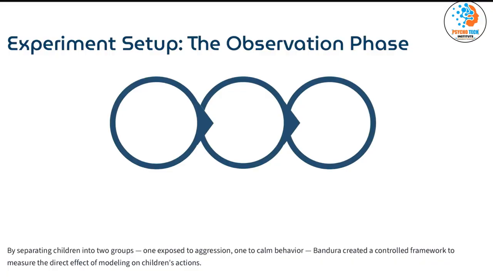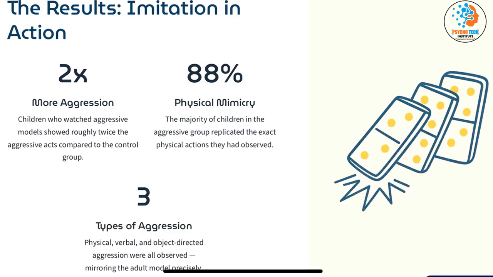In this experiment, children were divided into groups. One group observed aggressive behavior, while the other group observed calm behavior. This setup allowed researchers to clearly examine how observation influences behaviors.